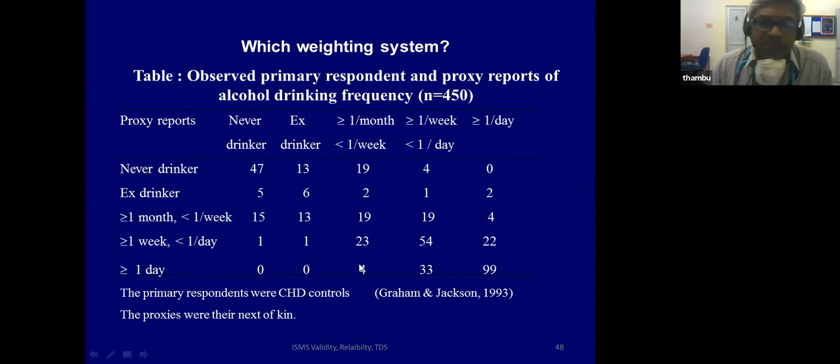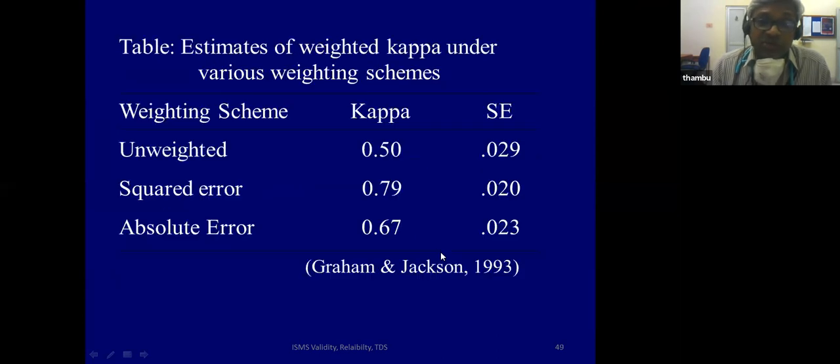So how do you weight this particular problem? You can see that 47 agreed, 6 agreed, 19 agreed, 54 agreed, 99 agreed. But how do you weight these disagreements? Which weighting system should you use?